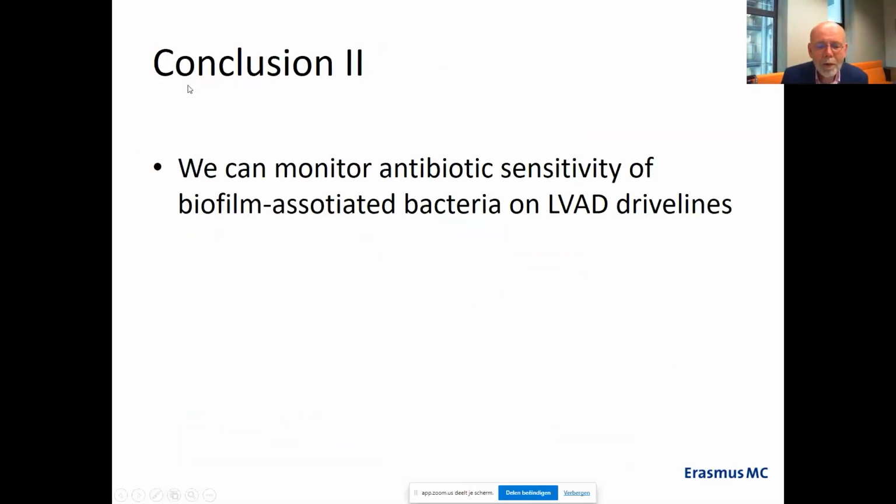So we think that, using this, we can monitor antibiotic sensitivity of biofilm-associated bacteria on drivelines. And we hope that this application in the future will help us to design personalized strategies to combat these driveline infections. We already did this. It works also with Pseudomonas and Acinetobacter. These are often seen, at least in our department, in patients with these driveline infections.